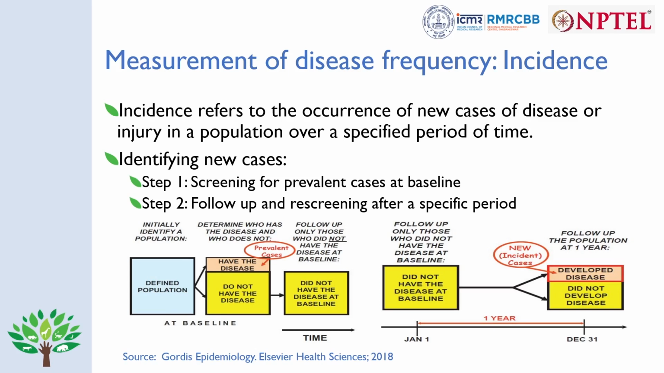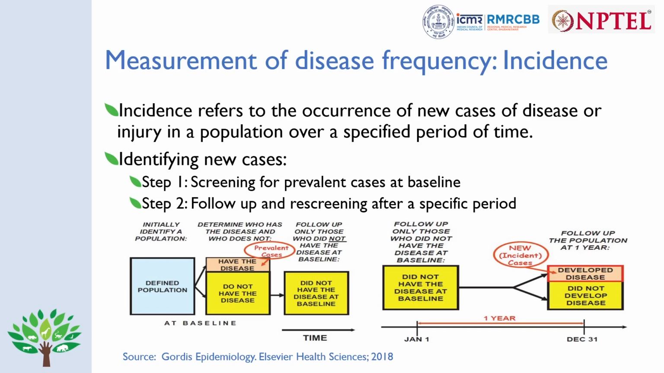The incidence refers to the occurrence of new cases of disease or injury in a population over a specific period of time. So these are the new cases. That means at the start of any research, the population does not have the disease or the disorder or the condition, and with follow-up they will develop the cases. Those are the new cases, so we call them the new cases or the incidence cases.